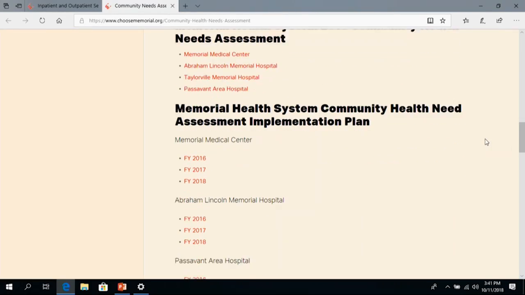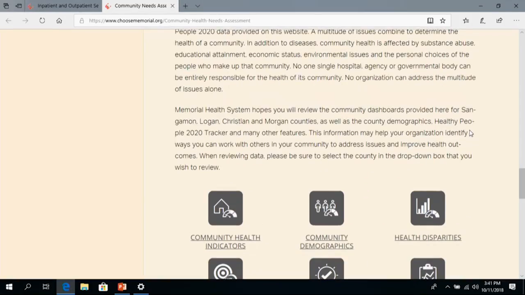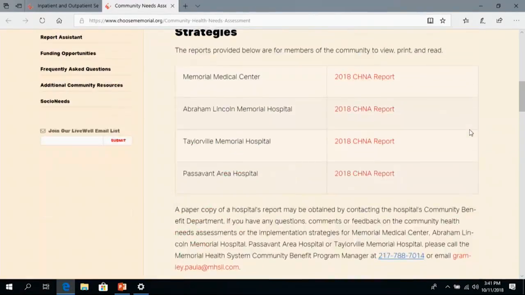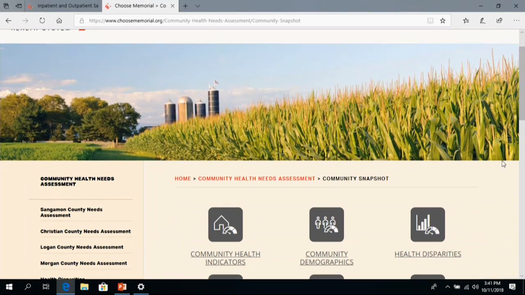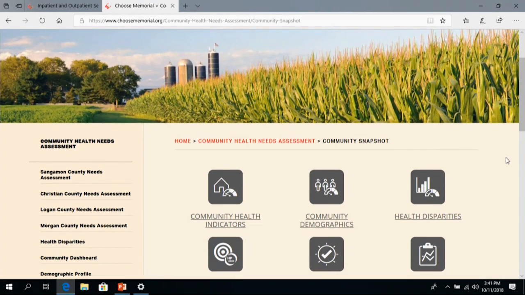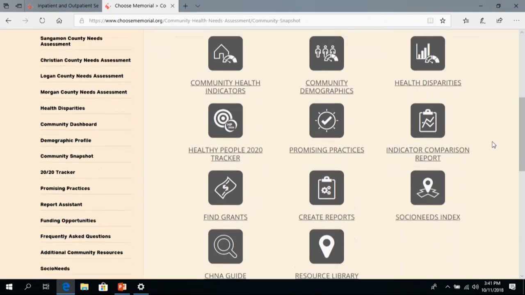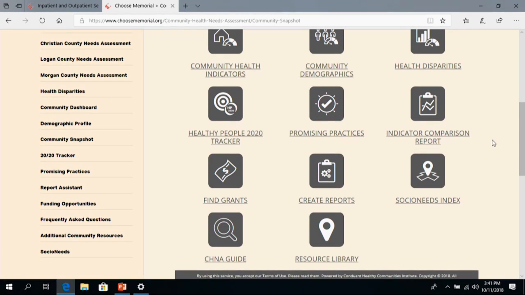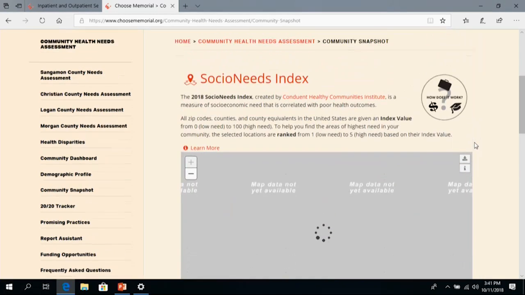Our 2015 work is there. But down here is the community dashboard. So before I go to there, I'm going to switch over right here to Community Snapshot. That drops all that community health needs assessment stuff off the top and lets me come in and just look at this data. So I'm going to just spend a couple of minutes showing you a few of the things here, and then we'll have some discussion.